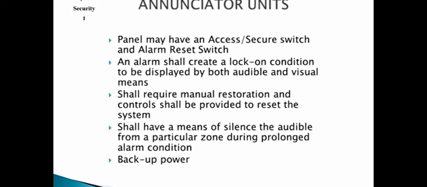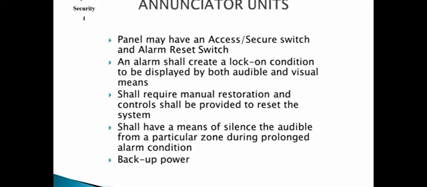Annunciator units. A panel may have an access secure switch and alarm reset switch. Almost everyone I've ever worked with does, and the first thing the watch commander does is reach over and hit the alarm reset switch. Too many false alarms. You want to have an SOP in place that says they must send somebody to check the alarm and then hit the alarm reset switch. It's okay to silence the alarm as long as you are sending somebody to look at it.